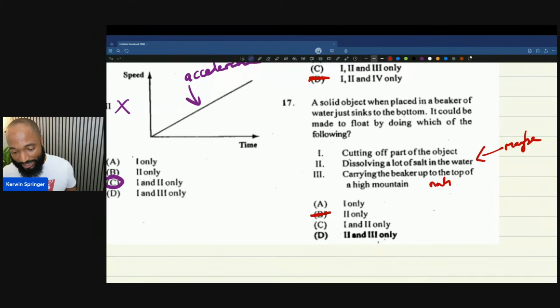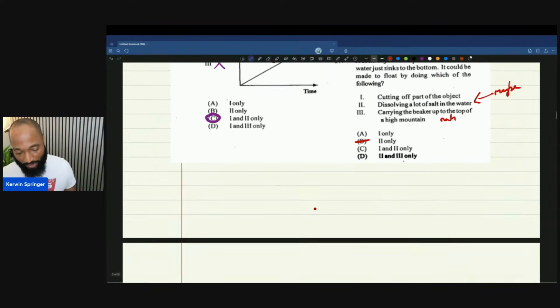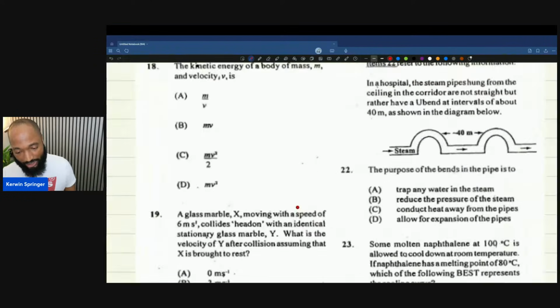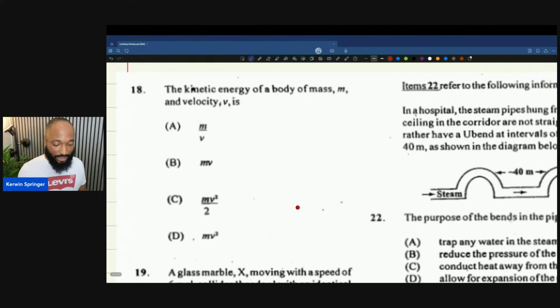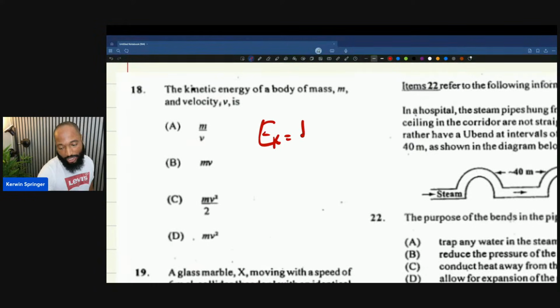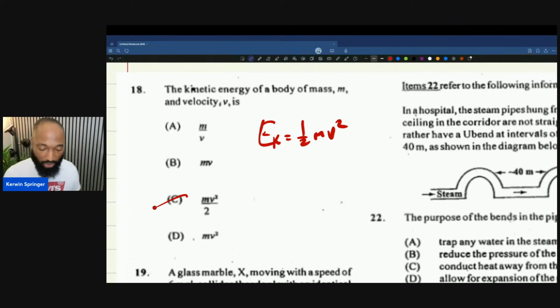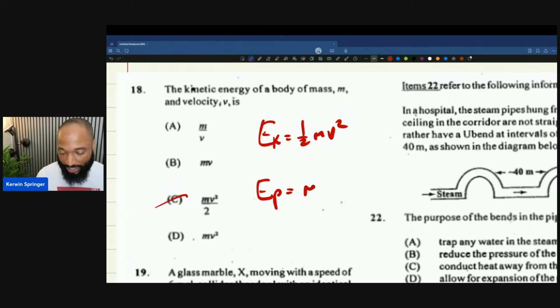So B is the best answer here. We're moving forward. The kinetic energy of a body of mass m and velocity v. They're basically asking if you know the kinetic energy formula. What is the kinetic energy formula? Half mv squared. Clearly, the answer is C. As we're at it, you should know the potential energy formula is mgh.